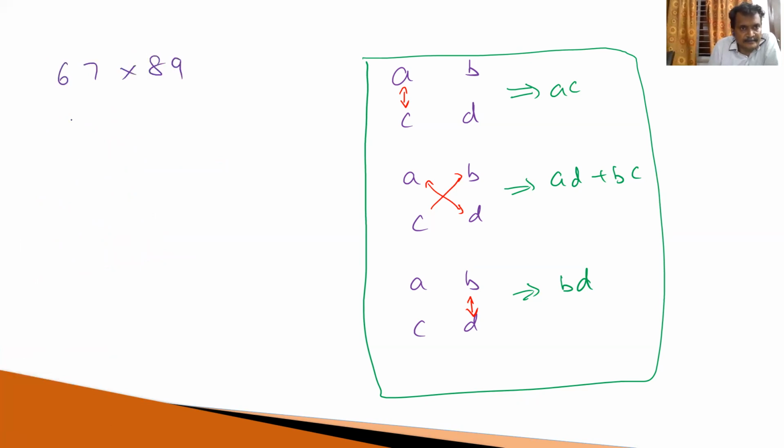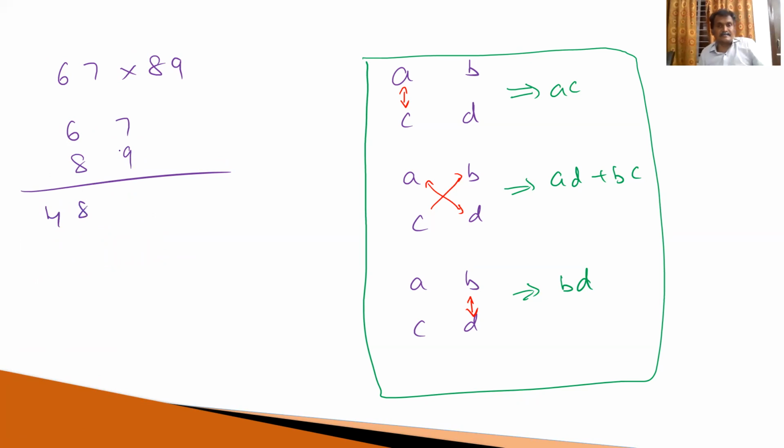67 into 89. 6, 7, 8, 9. 6 8s are 48. 6 9s are 54. Keep in mind, it's a little bit difficult, but keep in mind 54. 7 8s are 56. 54 plus 56. What should you do? Just add 6 to 54. That is 60. 60 plus 50, 110.